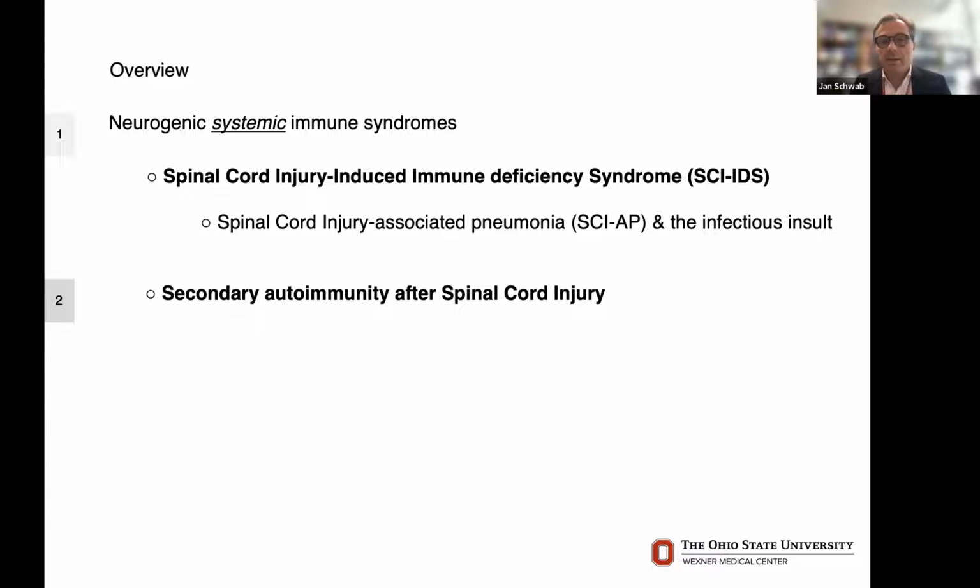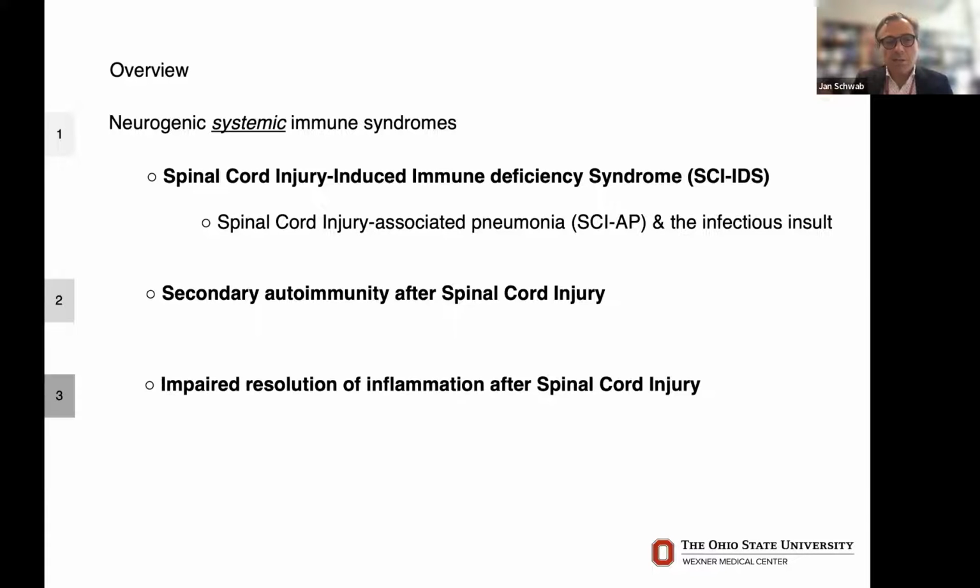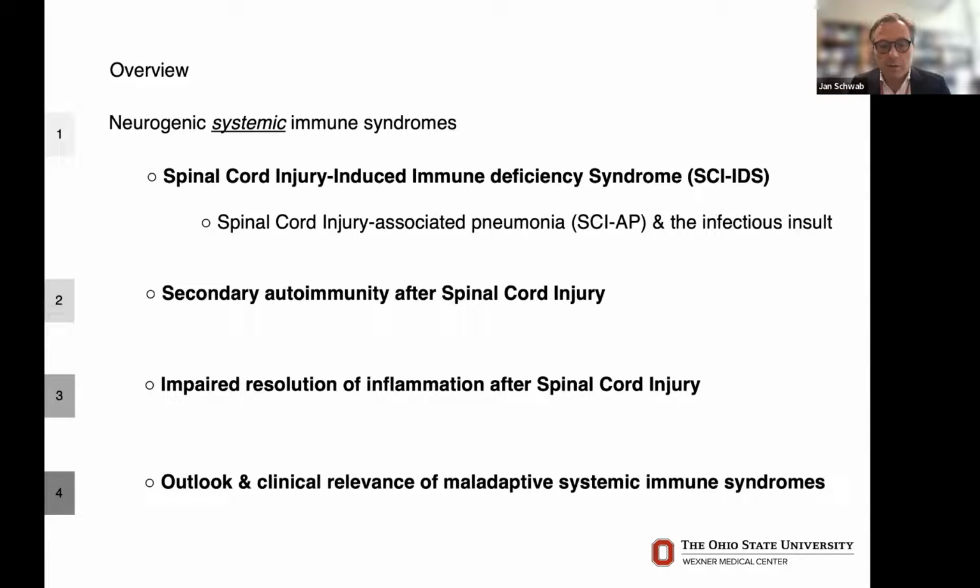The second maladaptive immune syndrome I would like to introduce to you is the secondary autoimmunity, which can develop after spinal cord injury. And I will also briefly touch on impaired resolution of inflammation after spinal cord injury as well. Then I will close by giving an outlook on the clinical relevance, on why it is actually important to study these maladaptive systemic immune syndromes.